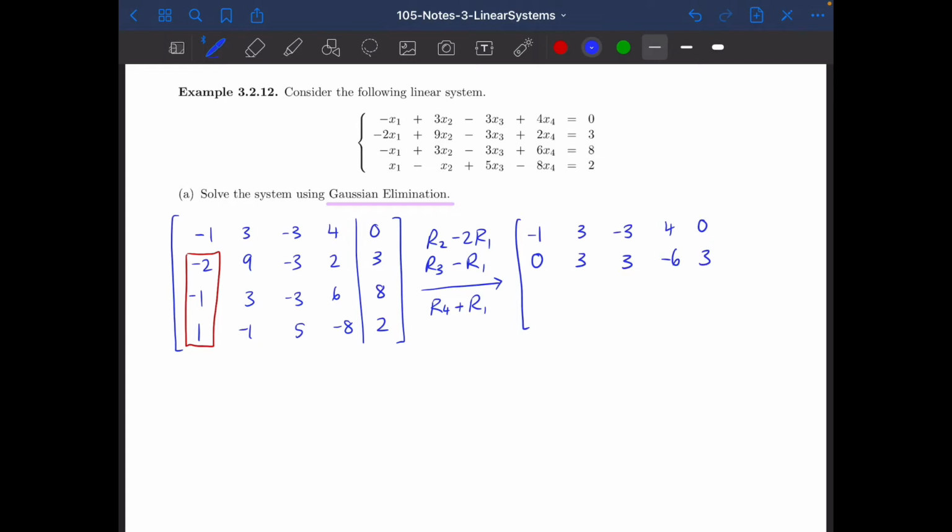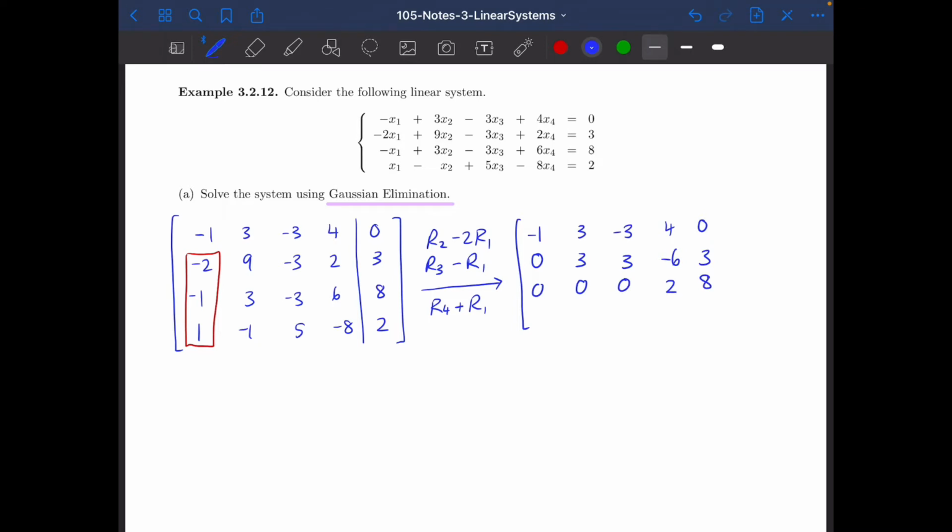Then in the third row, we'll have a new first entry. It will be -1 minus -1, so -1 plus 1, that's 0. That's great, we want that 0 there. Then we have 3 minus 3, that's also 0. -3 minus -3, that is also 0. 6 minus 4, that's 2. And 8 minus 0, that's 8.